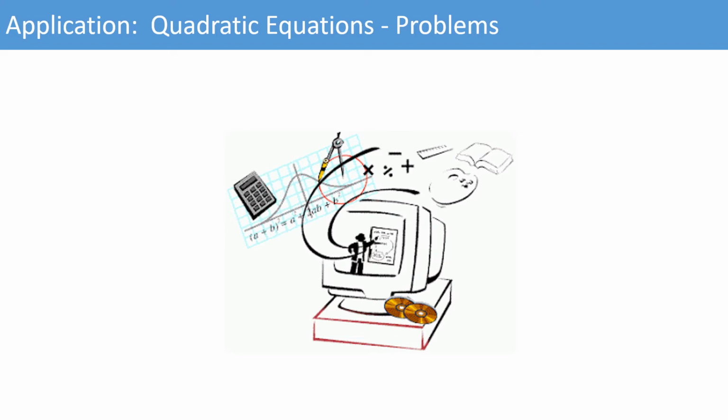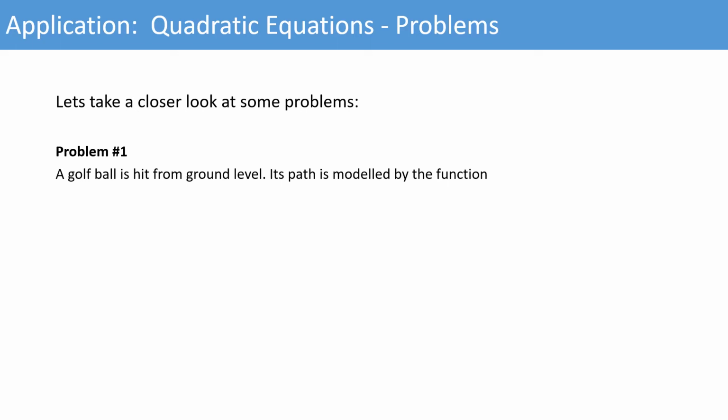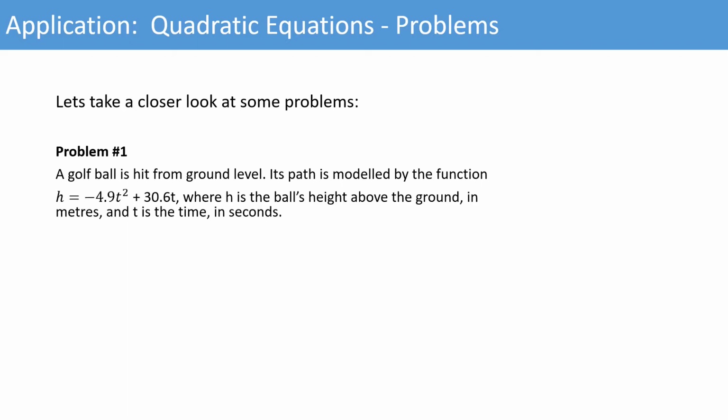Video, we're going to take a look at how to solve certain types of quadratic equation problems. Now, let's take a closer look at some problems. We'll start with problem number 1. A golf ball is hit from ground level. Its path is modeled by the function h equals negative 4.9 t squared plus 30.6 t, where h is the height of the ball above the ground in meters and t is the time in seconds.